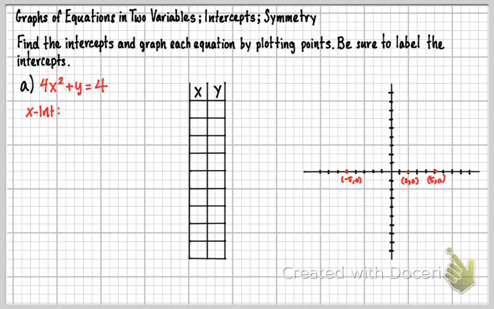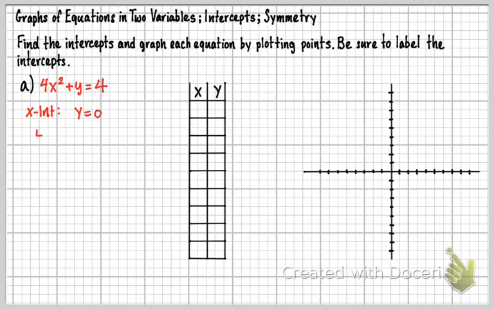Now what I'm saying is, notice that every one of them has a 0 for y. So that tells me that if it's going to be on the x-axis, y has to be 0. So what we're going to do here is simply plug in 0 for y. So I know that y equals 0 with any x-intercept.